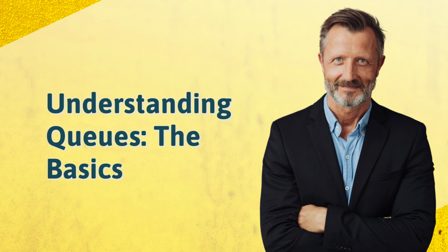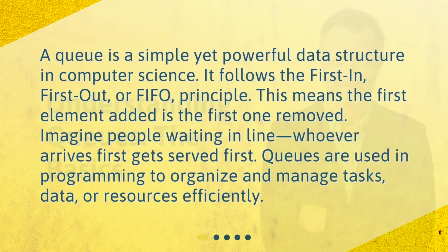Understanding queues, the basics. A queue is a simple yet powerful data structure in computer science. It follows the first in, first out, or FIFO principle. This means the first element added is the first one removed. Imagine people waiting in line. Whoever arrives first gets served first. Queues are used in programming to organize and manage tasks, data, or resources efficiently.